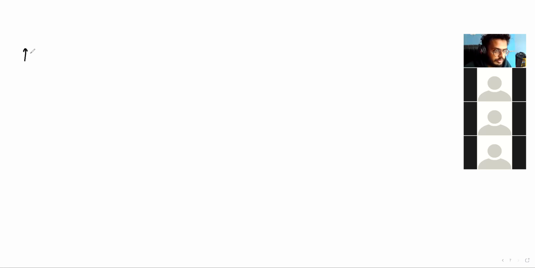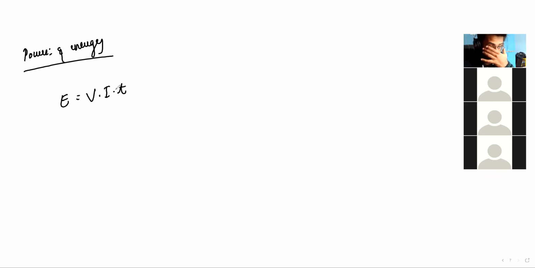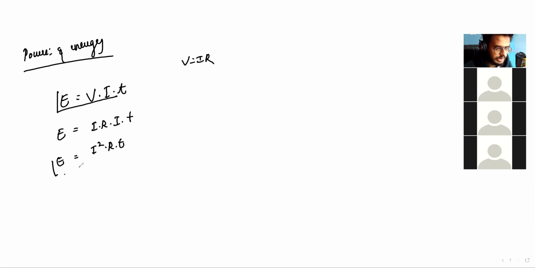Next is electric power, power and energy. First, energy. Electrical energy can be expressed as V into I into T. Or we can express it in a different way. Instead of V, I can put IR from Ohm's law. So I into R into I into T. So you get energy equal to I squared into R into T. So this is the first formula. This is the second formula.